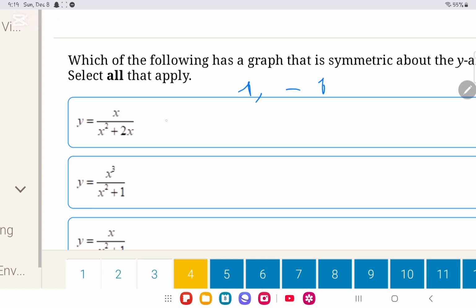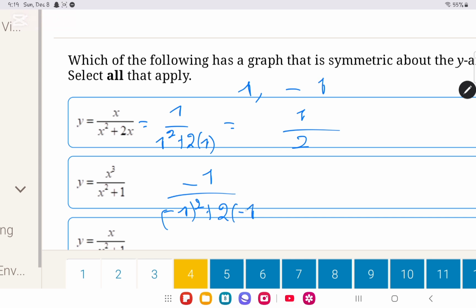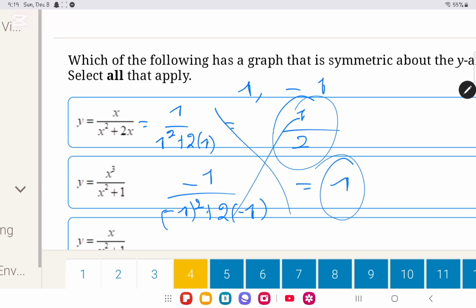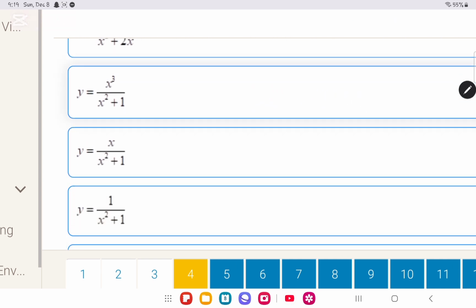So starting off, here, we're going to have 1 over 1 squared plus 2 times 1, so that's 1 over 3. And if we put minus 1, it's going to be minus 1 over minus 1 squared plus 2 times minus 1, which is then 1. So definitely these are not the same answer, so it's not even. We do not choose it.